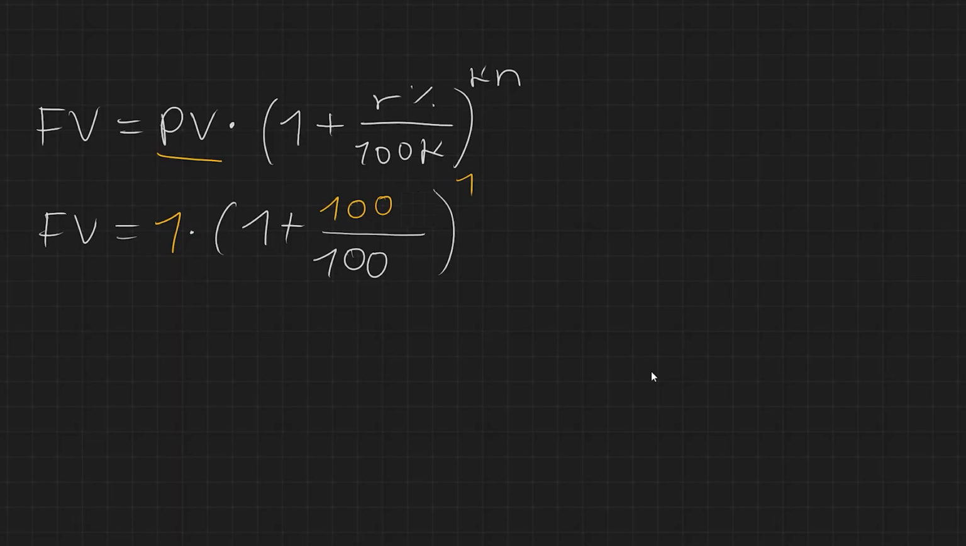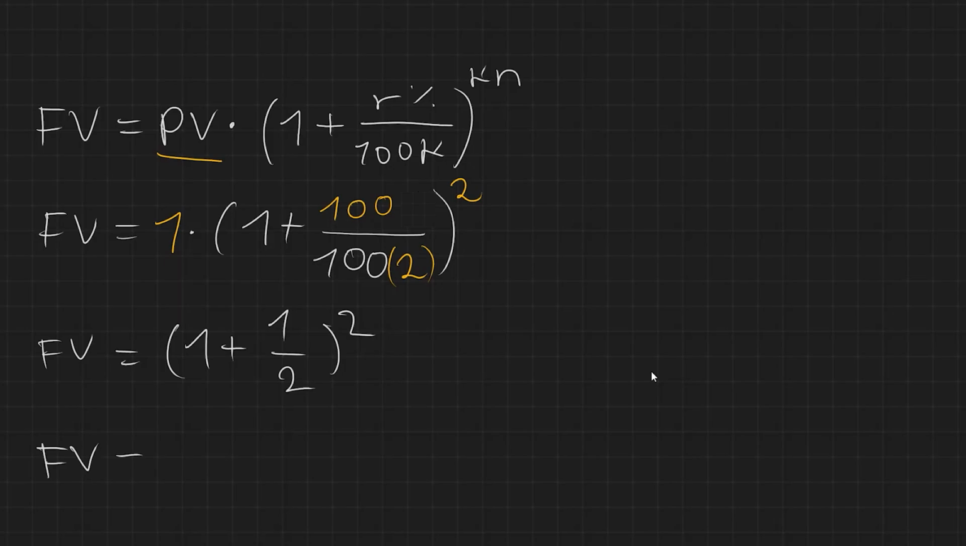This would cause us to input a value here of 2, and same goes at the top here. Instead of writing 1 here, we will write 2. Now that we've input all of this, we will simply solve this. Future value equals 1 plus 100% divided by 200%, because 100 times 2 is 200, would give us 1 over 2 squared. So future value is equal to 1.5 squared, which is equal to 2.25.